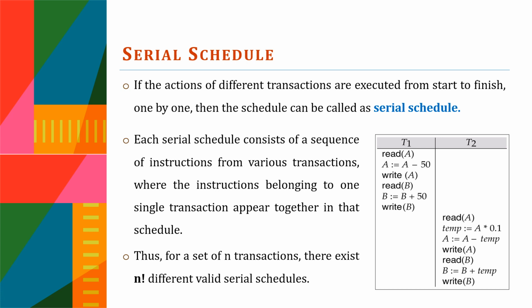Okay, in the given example, T1 consists of the read operation on the item A and read and write operations on the item B. So the set of instructions appear together in that schedule. Similarly for T2, the set of instructions like reading and writing on A and B appear together in that schedule. So this type of schedule is called a serial schedule. And for a set of n transactions, there exist n factorial different valid serial schedules.